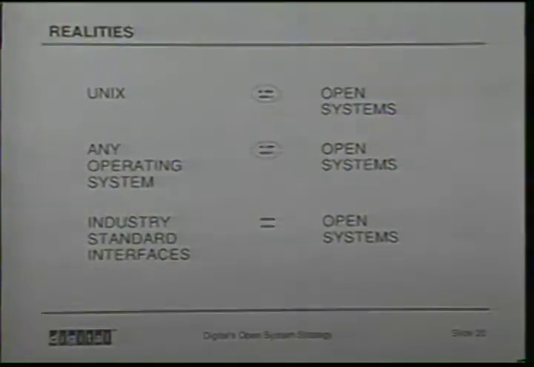In fact, what equals an open system are the industry standard interfaces as you move around that hexagon that allow you to achieve interoperability with the existing environment and to develop truly portable applications. So in reality, Unix doesn't equal an open system. No operating system equals an open system. It is the standard interfaces that we discussed that really make up an open system environment.